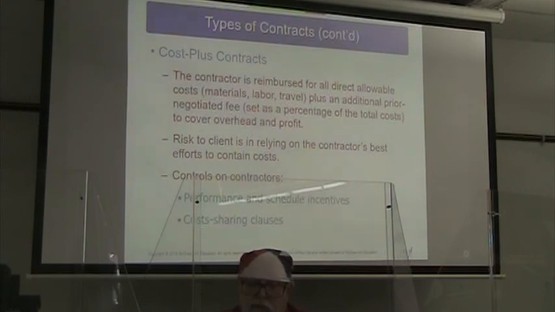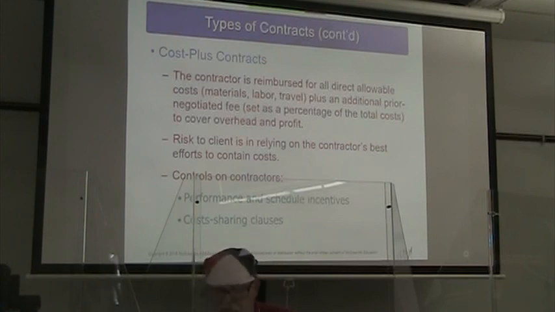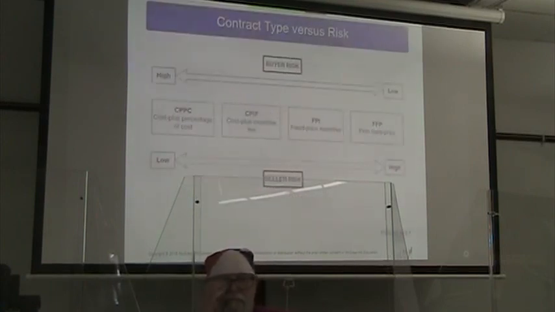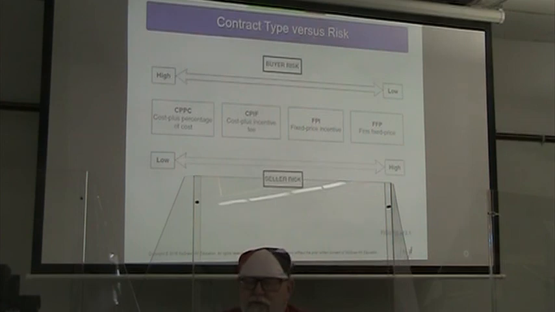So the controls on the contractors are things like performance and schedule incentives, cost and cost sharing clauses, right? The customer actually supplies some amount of materials, equipment, etc. All right, so this shows us the contract type versus risk, and the buyer risk versus the seller risk.